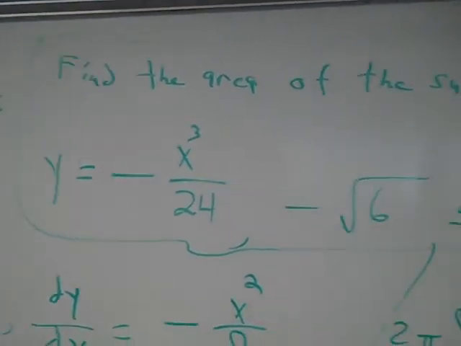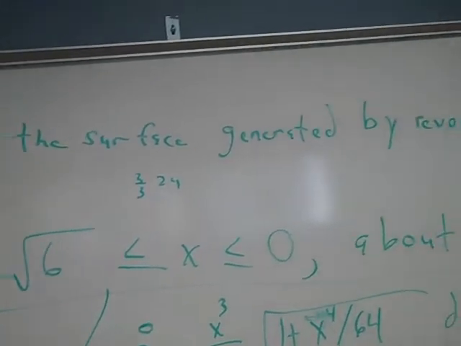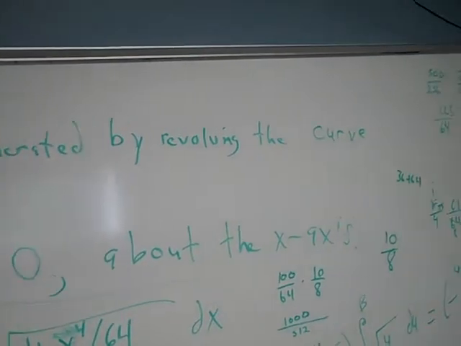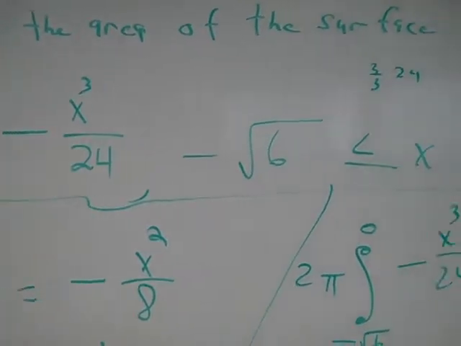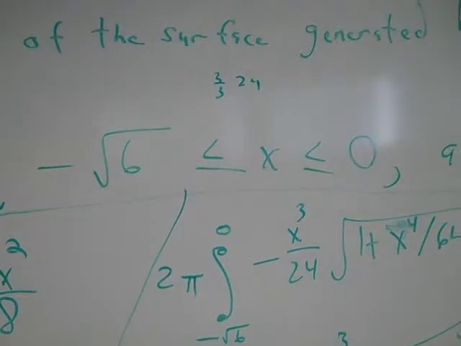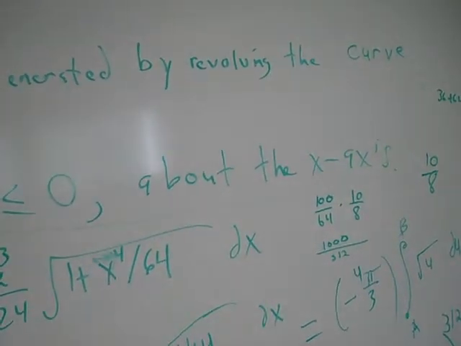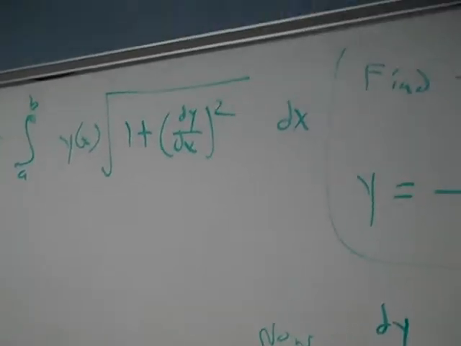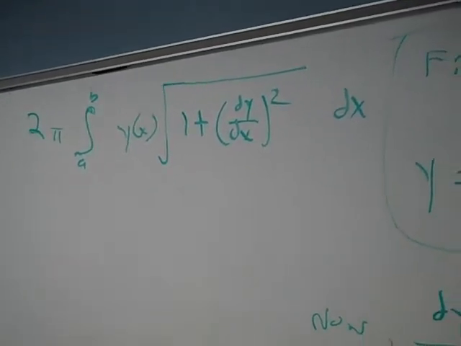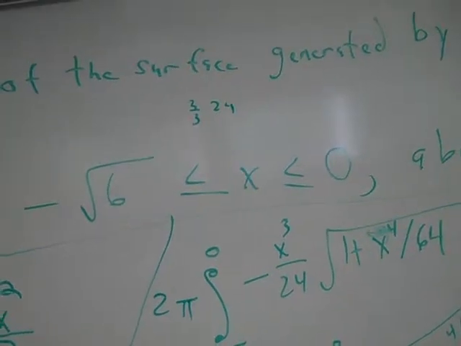And we're asked to find the area of the surface generated by revolving the curve y equals negative x cubed over 24, bounded from x equals negative square root of 6 to 0, about the x-axis. I've got a lot of other stuff up here too, but that's the problem. Now, the first thing we're going to do is take this apart piece by piece. y of x is just this. Our integral limits are this.